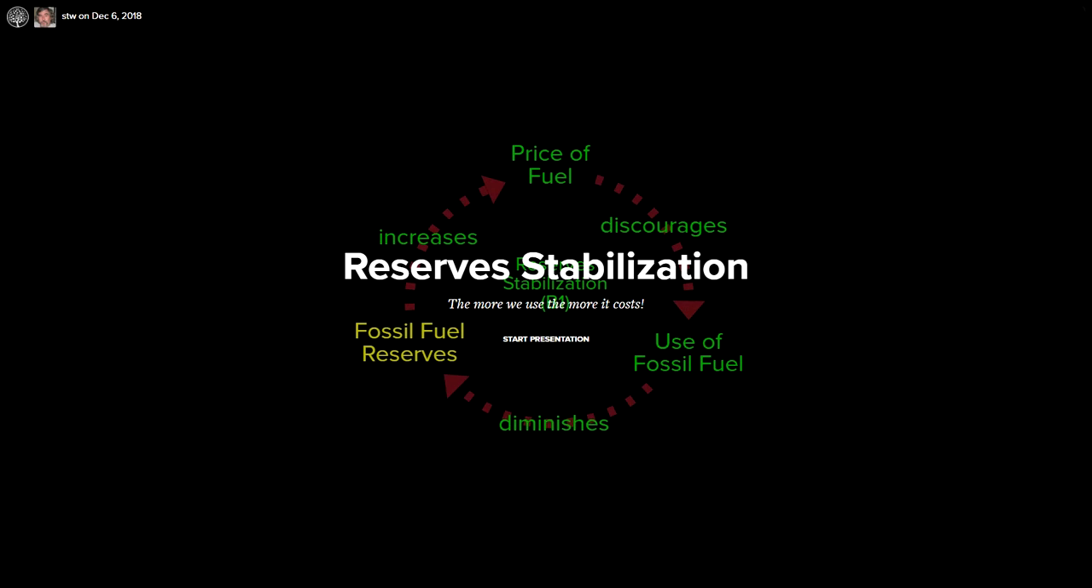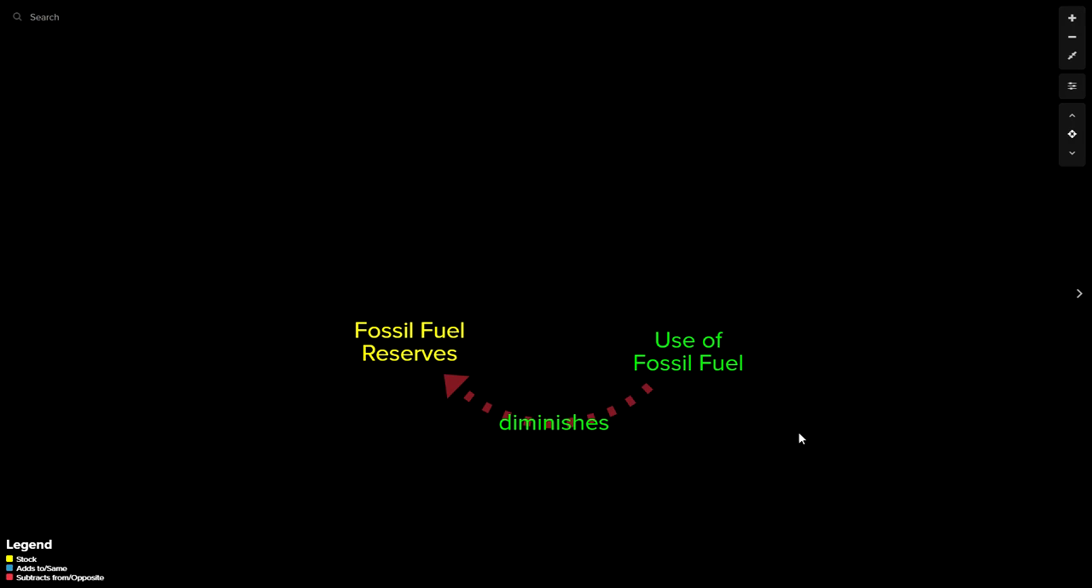Reserve stabilization is the third in a series of 5 videos demonstrating relationships and their implications. In this particular example, the use of fossil fuel tends to diminish the fossil fuel reserves. And when that happens, as the reserves are diminished, it tends to increase the price of fuel. And as fuel prices increase, it tends to discourage the use of fossil fuel.